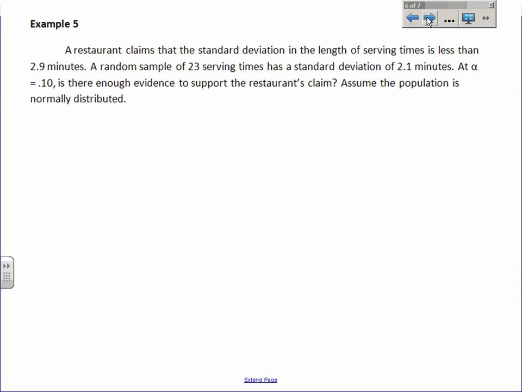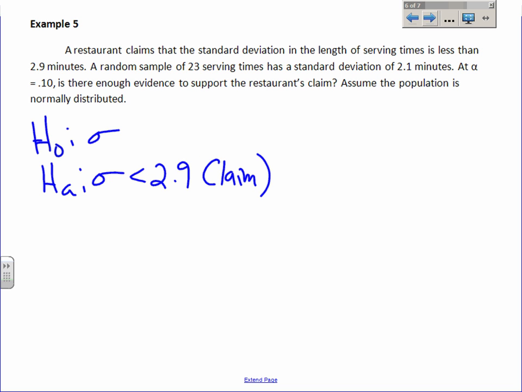So again, we should be smart enough to know where that's going to be. Exactly. Yeah, it's got to be in the alternate. So we know standard deviation. So we're saying just sigma this time, right? And they're saying that is less than 2.9, right? And there's our claim. So this must be greater than or equal to 2.9, right? Yep, so it's a left tail.